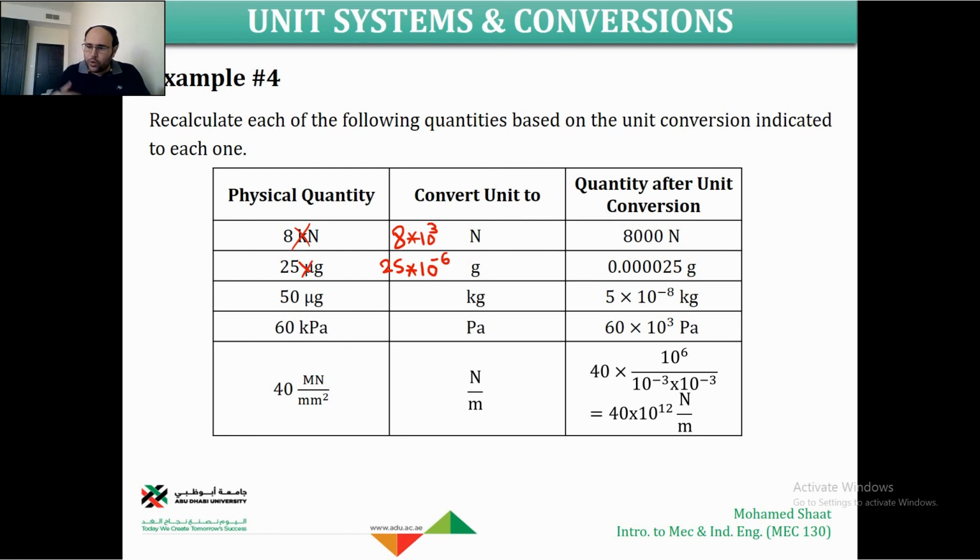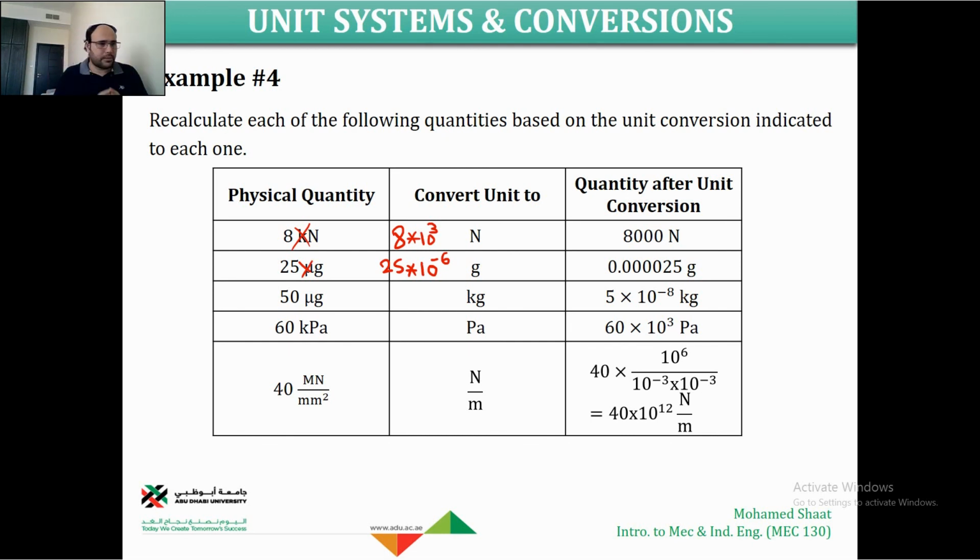We need to get rid of the micro, so we multiply by its value. How about this one? It is a little bit tricky. Here we need to convert from micrograms to kilograms, not to grams. So we have to do two things. First, we have to get rid of the micro. Second, we have to add another prefix, which is kilo. So we agreed that to remove any prefix, you should multiply by its value, but to add a prefix, you divide by its value.